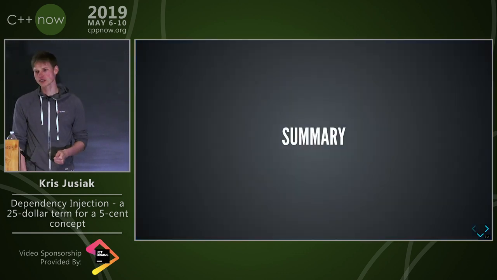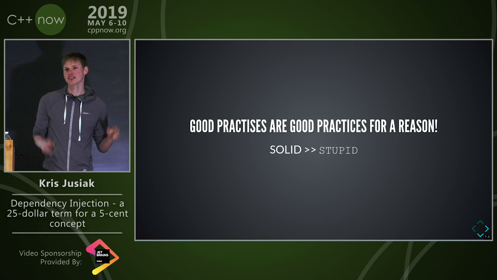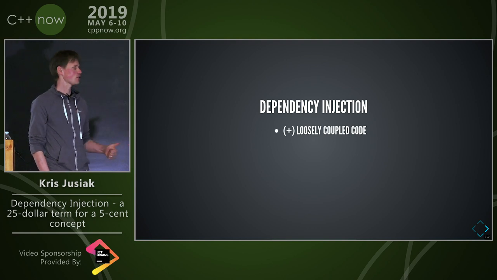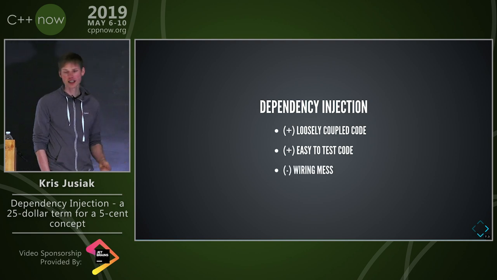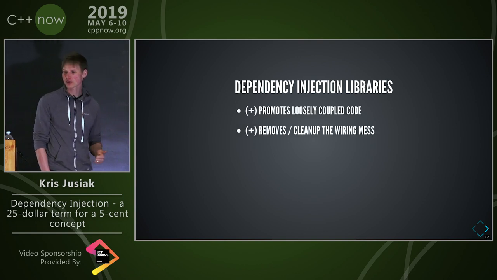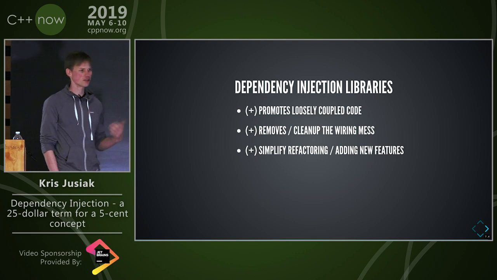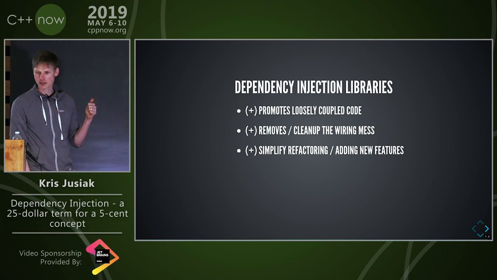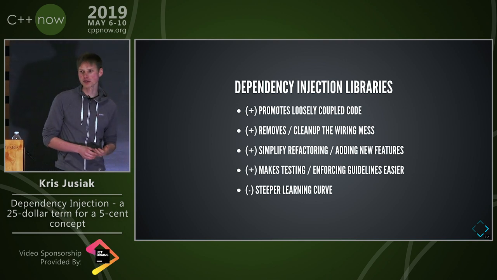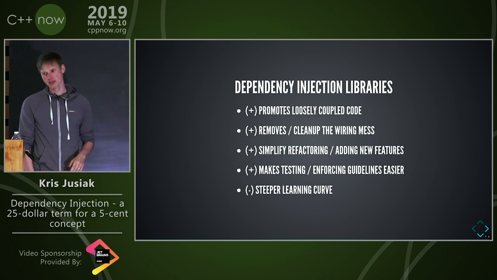So to sum up, because we don't have a lot of time, good practices are good practices for a reason. SOLID is always better than stupid. Dependency injection, loosely coupled code, good. Easy to test code, good. Wiring mess, not so good. Libraries promote loosely coupled code still, that's good. The wiring mess cleanup, good. Simplified refactoring with the constructors, good. Adding new features like quality enforcement, good. Testing even easier, good. Learning curve, not so good. We have to learn the frameworks, and there are gotchas with all of them, as pointed out in this talk. So there are pros and cons.